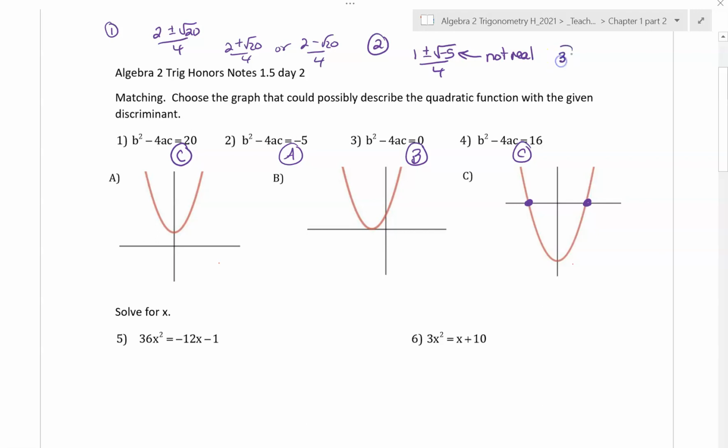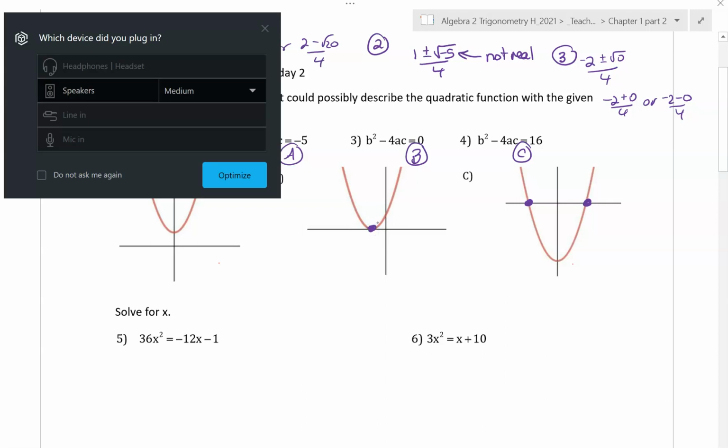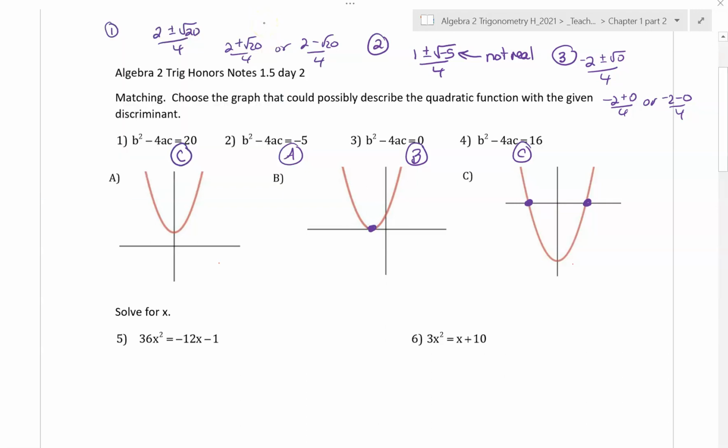What about number 3? I'm just making this up. What if you had -2 plus or minus square root of 0 over 4? Notice when you say -2 plus 0 over 4, or -2 minus 0 over 4, that's the same number. Some people call it a double, I like to say a zero with multiplicity 2. So you'd end up with something like B. And then for number 4, I know that 16 is a perfect square, but it's a positive number, so you'd end up with 2 x-intercepts, just like we did for number 1.